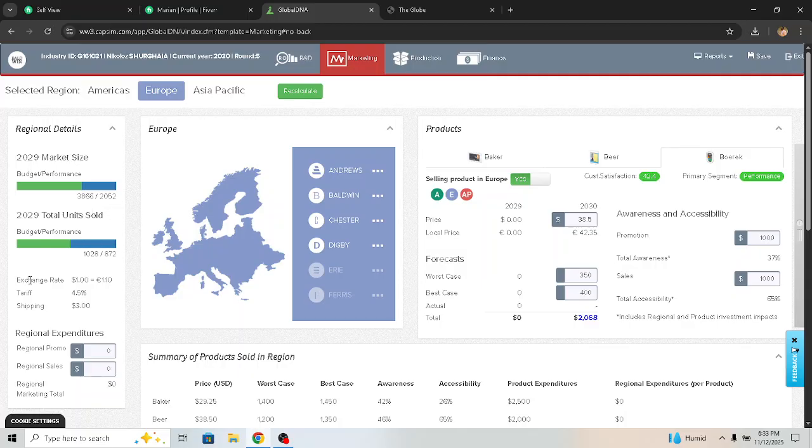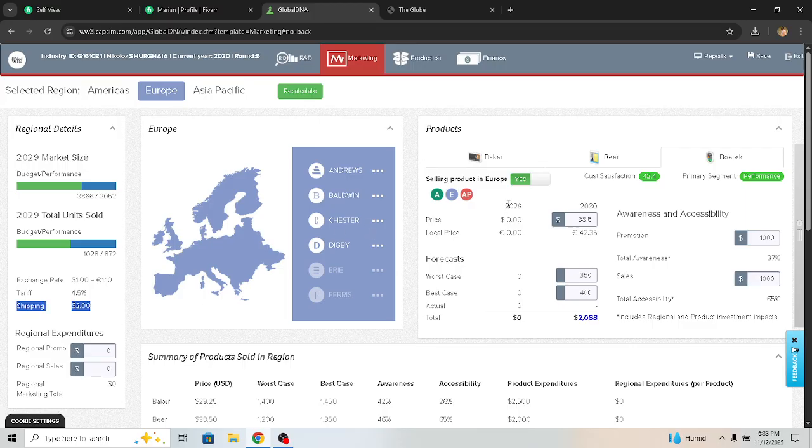Here we have exchange rates. So $1 equals 1.10 euros, so we'll have to consider it while making the currency. It has a tariff of 4.5%. So in Europe, we have a tariff of 4.5%, and a shipping cost is $3 per unit.